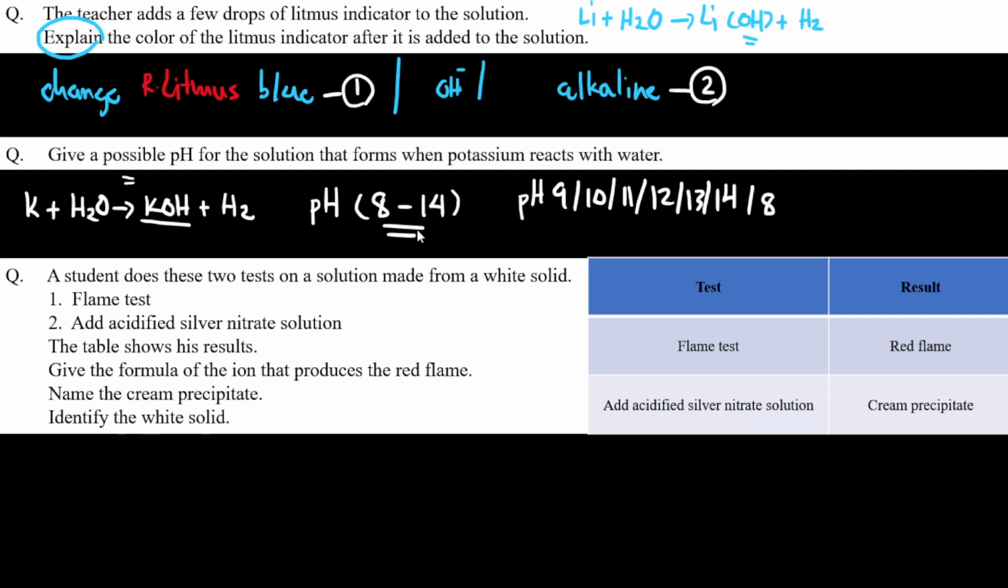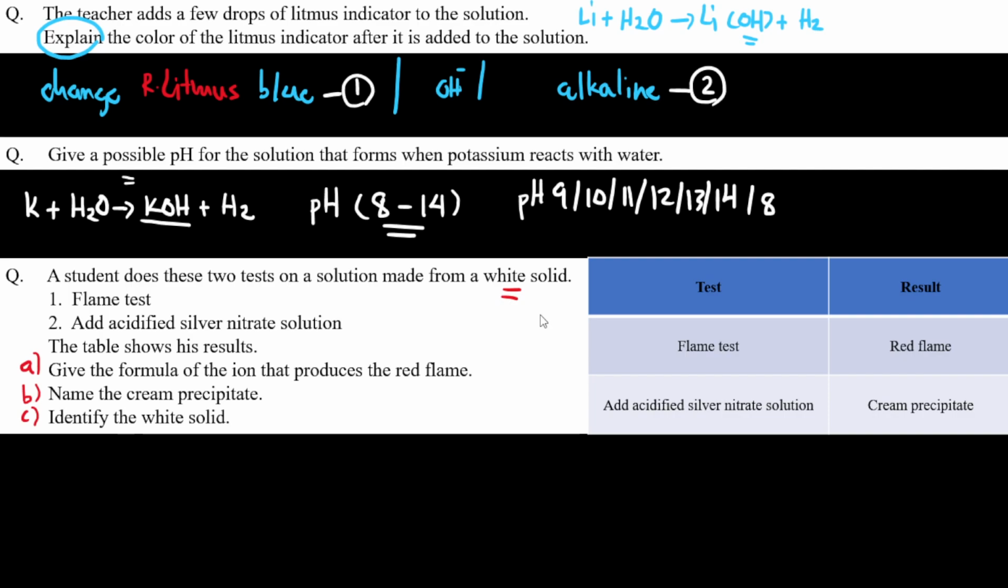Now our last question. A student does 2 tests on a solution made from a white solid. The first test that he did was a flame test, and the second test he did was adding acidified silver nitrate solution. The table on the right side shows his results. Give the formula of the ion that produces the red flame. That's your first question. Name the cream precipitate is your second question. Identify the white solid, which is our first reactant or our starting material.